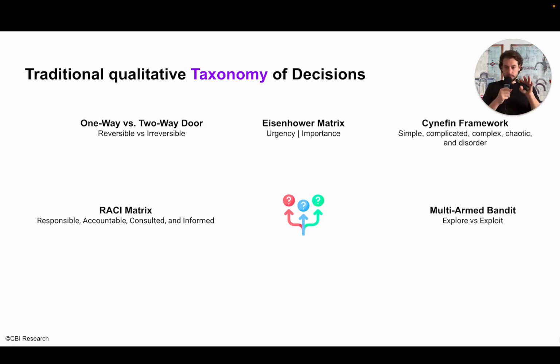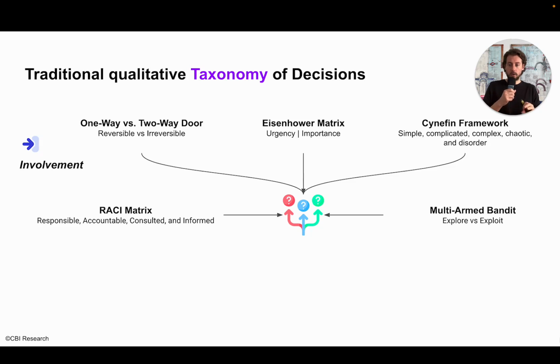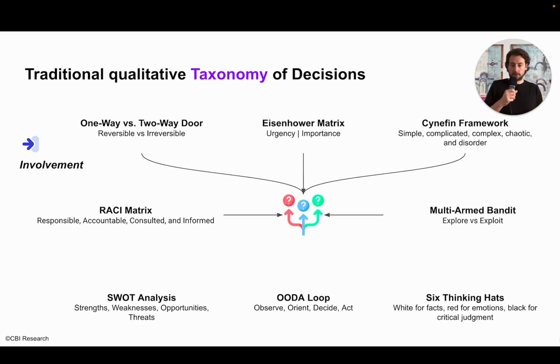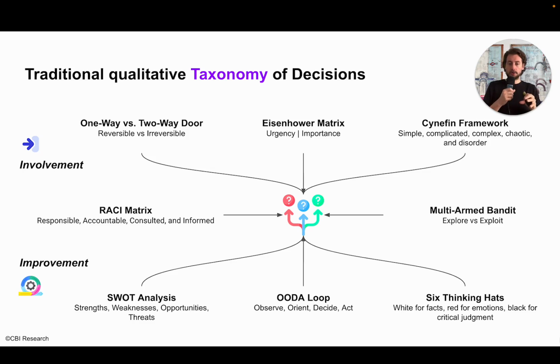But essentially, all of these frameworks are what I call involvement frameworks. This is quite different from other frameworks, such as the SWOT analysis, the OODA loop, the six thinking hats. These are other frameworks that are mostly concerned with improvement. How do you get into an improvement cycle of the decisions that you make? What are the factors that you think about? How do you approach decision making to figure out whether you're starting to make better or worse decisions over time?